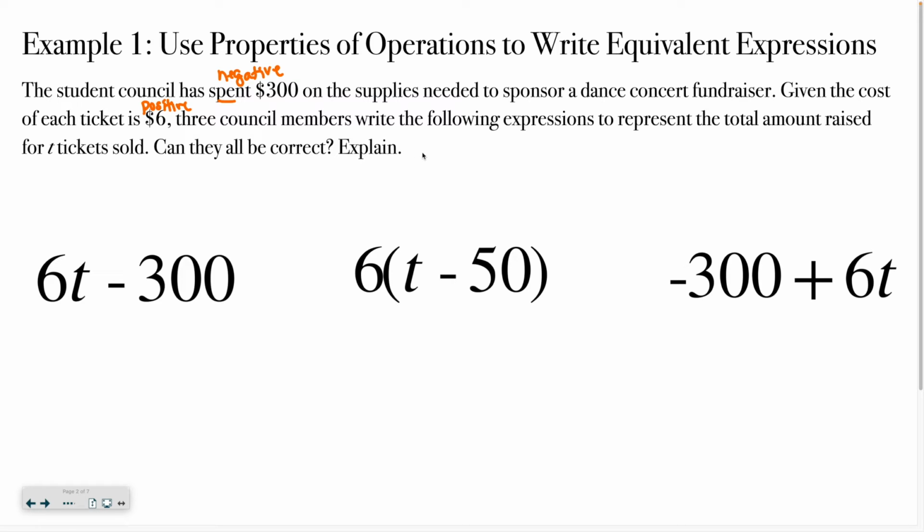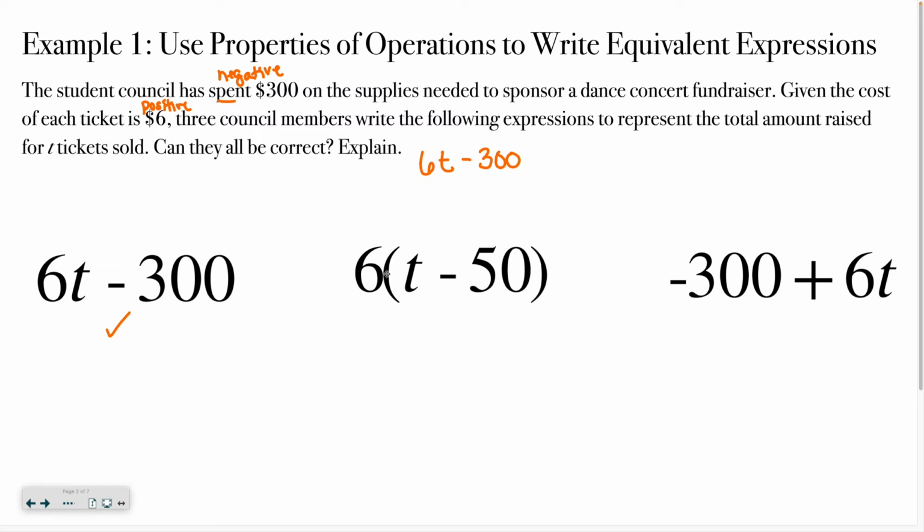So the way I would write this is I would say, okay, 6 times the number of tickets sold, that represents our positive amount of money. But then we have to take that total and subtract that $300 from it because that's how much we spent, right? So this is how I would write it. And you can see that is one of the ways. Now, another person here wrote it this way.